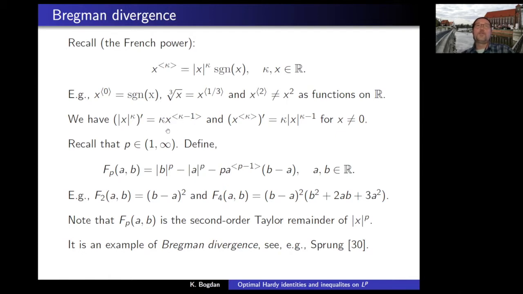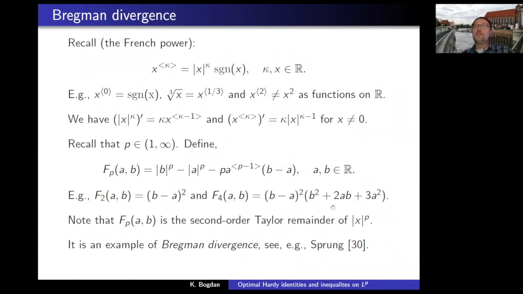That's somewhat important, because we now consider the second order Taylor remainder of this function, the absolute value of x to the power p. And if we consider 2 points, 2 arguments a and b, and look at the increments between a and b of this function, x to the power p, then we get this expression. So that's indeed the second order Taylor remainder of this function x to the power p. So for instance, F_2 is the squared increment, F_4 is given by this formula. In a sense, it has homogeneity 4, but there's this extra term.